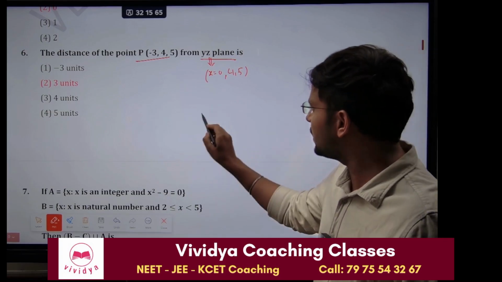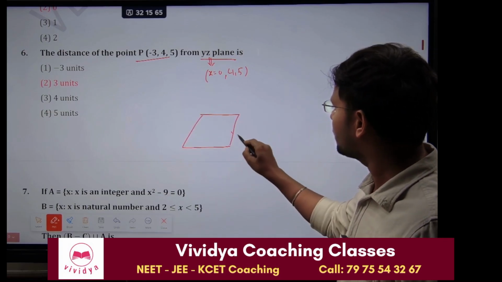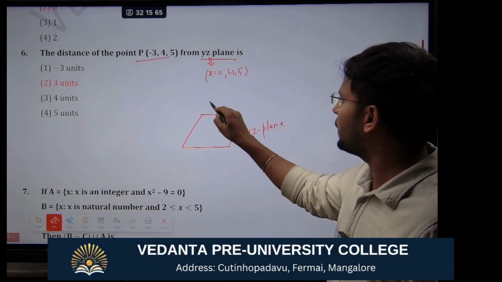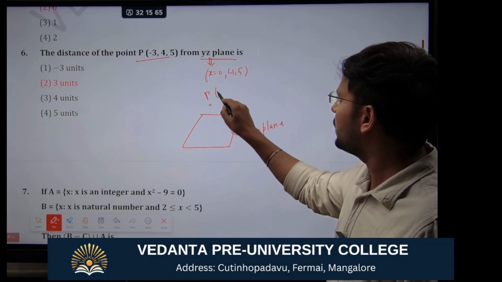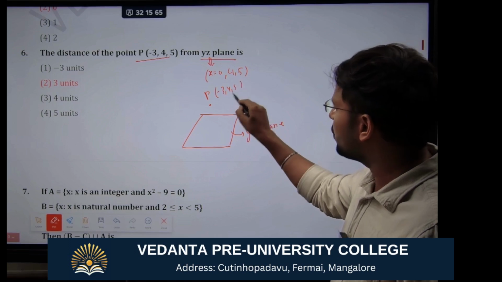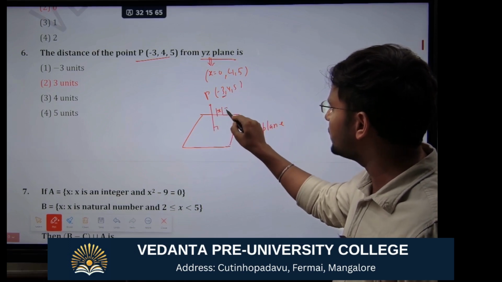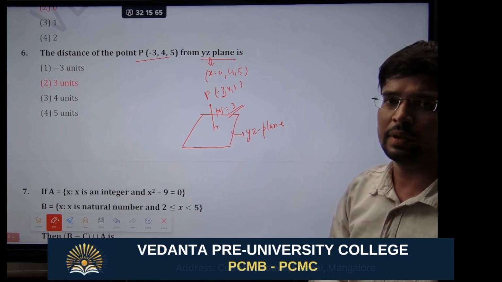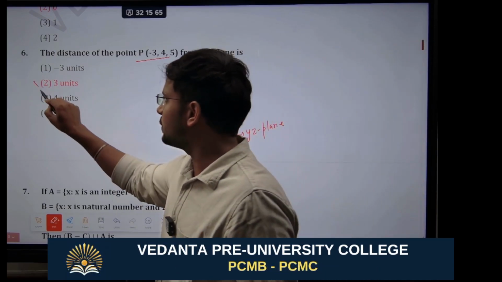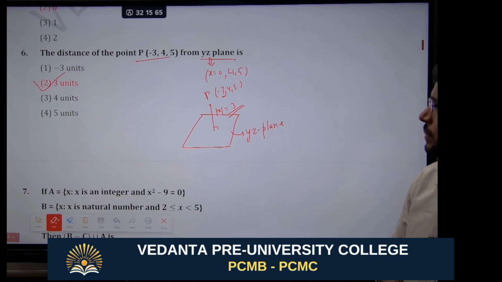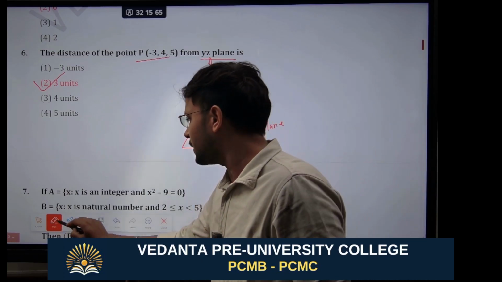So let's say this is a yz plane, and let's say this is a point P having coordinates -3, 4, 5. So what will be the distance? Distance is nothing but this x value, modulus of x value, which is 3. So answer for this is going to be option number 2. For 6, answer will be option number 2. Now let's go for the next question.